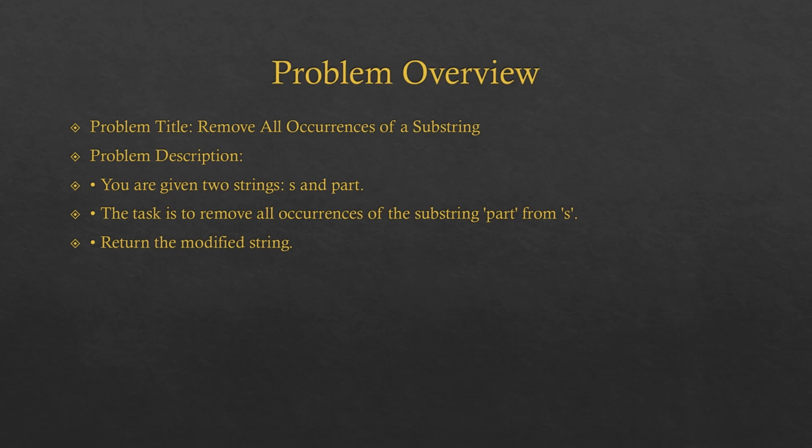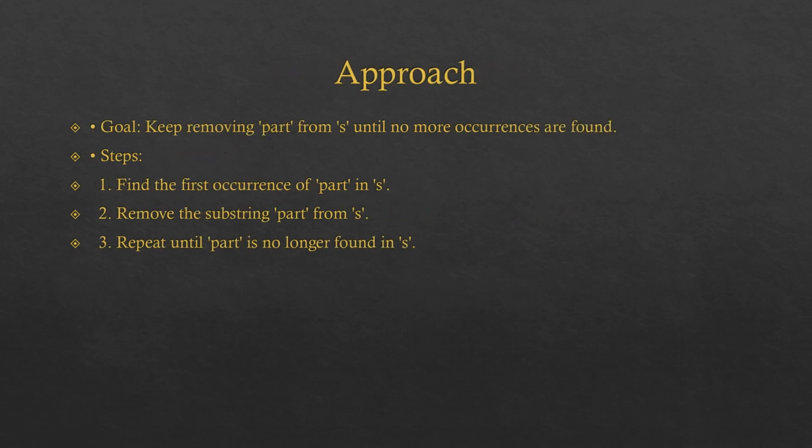In this problem, we are given two strings S and part. Our task is to remove all occurrences of the substring part from S. After performing the removal, we need to return the modified string. The goal is to continuously remove the substring part from S until no more occurrences are found.